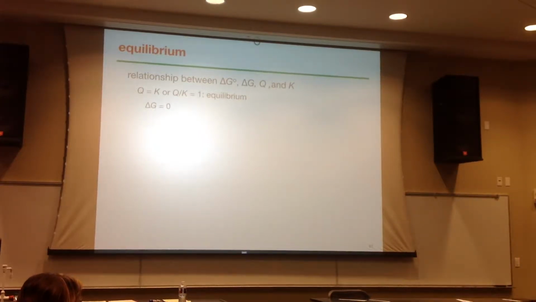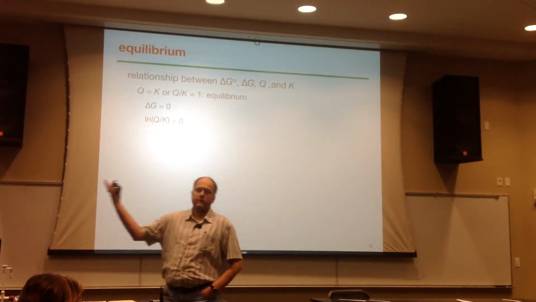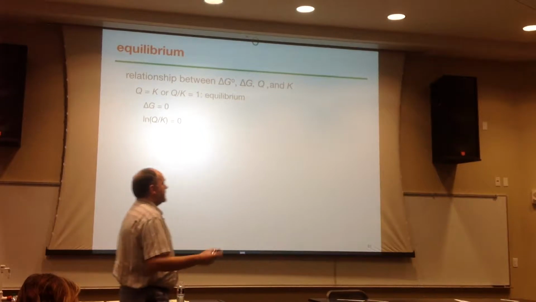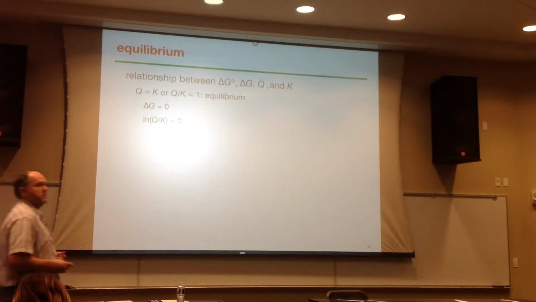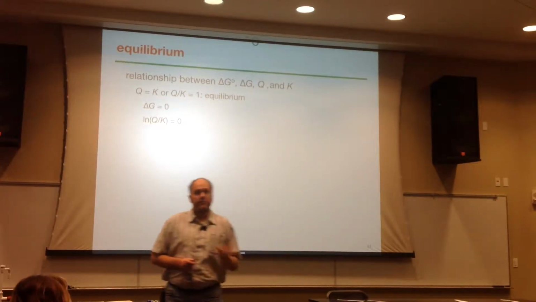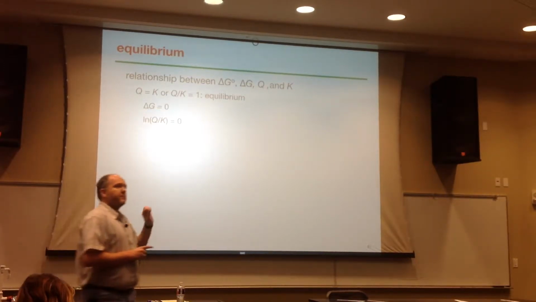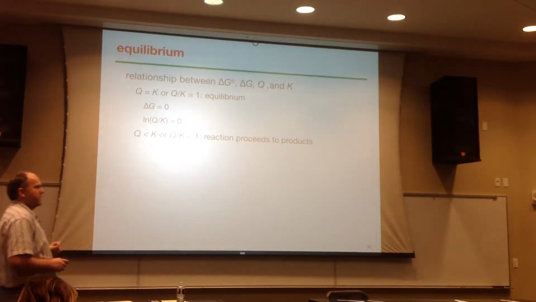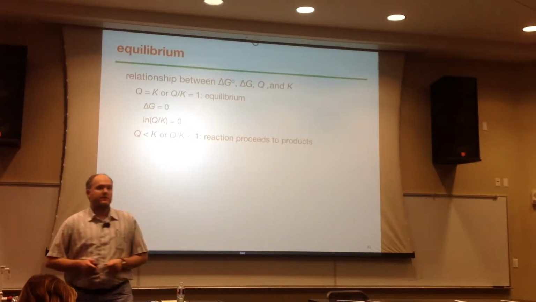Well, if I take the natural log of the ratio between Q and K, if Q over K is equal to 1, the natural log of 1 is equal to 0. Meaning, if I take the natural log of my Q over K relationship, I'm going to get the same numerical result as the condition for equilibrium, which is delta G equal to 0. This is suggestive right now that I have a relationship between delta G and K, or Q, which is actually the natural log of Q over K. Let's see if that continues. If Q is less than K, that means Q divided by K has to be less than 1.